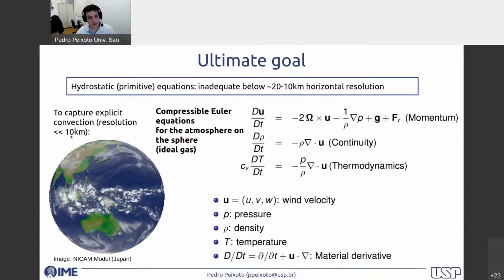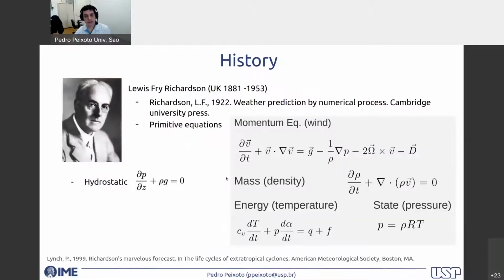So for this kind of resolution, you need to use the compressible Euler equations, right? And this is the common setting of these equations: the three-dimensional momentum equation, continuity equation, and thermodynamics. And you're going to couple this with a set of additional variables, for example, humidity and all the physical forcings that you have to add here as well, right? So this is the main goal. It's a set of equations you want to solve on the sphere, right? So keep in mind that this is the goal.